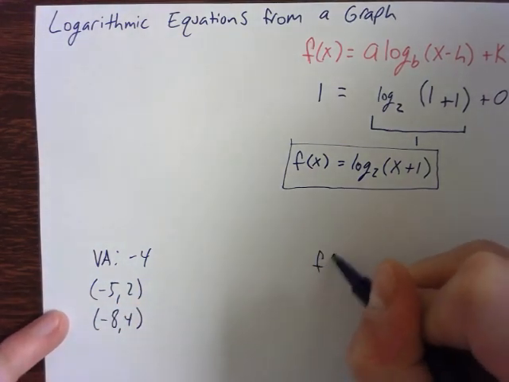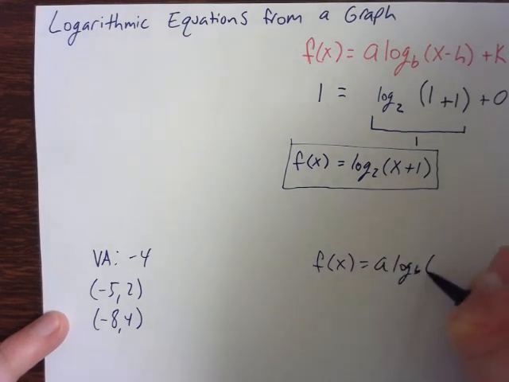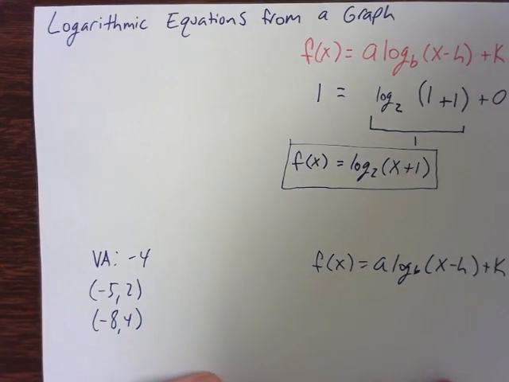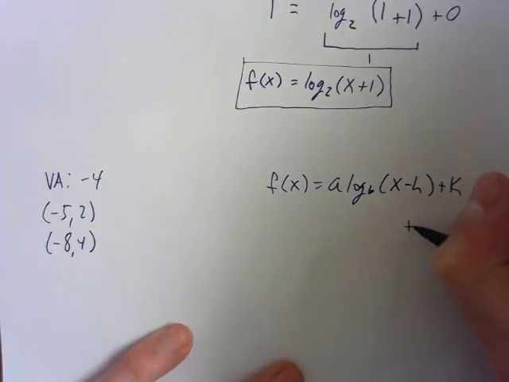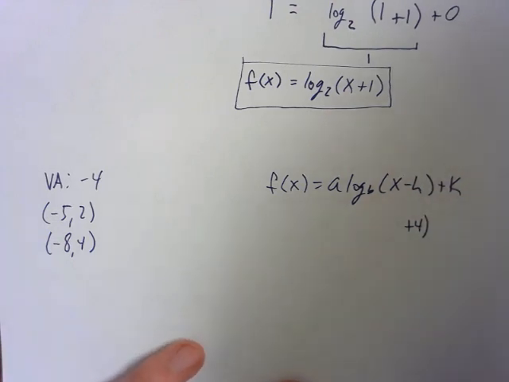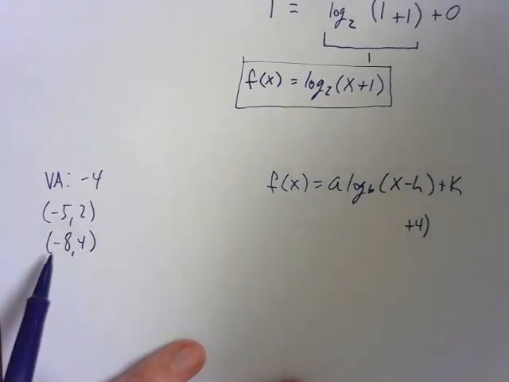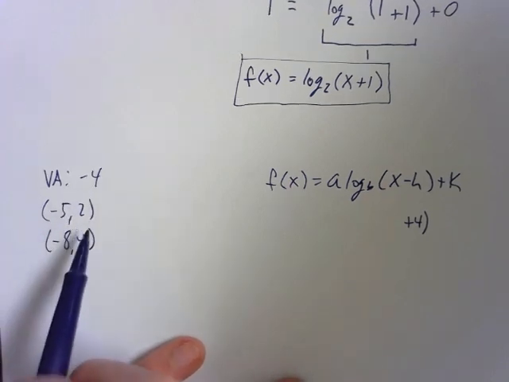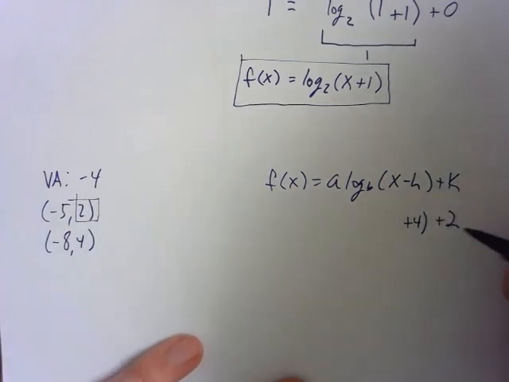Well, I'll write down my equation again, which is f of x equals a log base b of x minus h plus k. And my h value is always my vertical asymptote. So I'll say plus 4. My k is always the y value of the point 1 away from my vertical asymptote. Well, -8 is more than 1 away from -4, but -5 is right next to -4. So my k then would be my y, which is a 2. So plus 2.